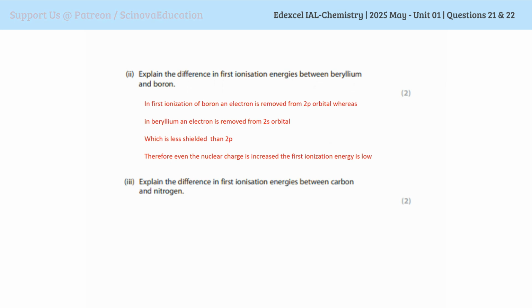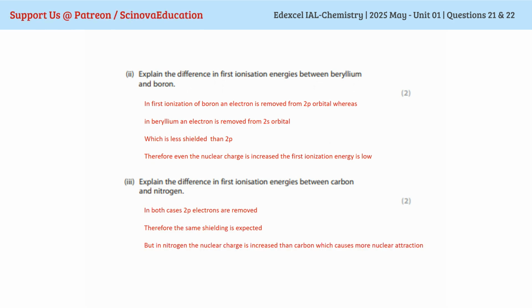Explain the difference in first ionization energies between carbon and nitrogen. When you go from carbon to nitrogen, the nuclear charge is increasing by 1. So even though both the electrons are removed from 2p orbitals, the same shielding is there, but the nuclear charge is increasing. Therefore, the first ionization is increasing in nitrogen. You can't address any other points like electron pairing effect.